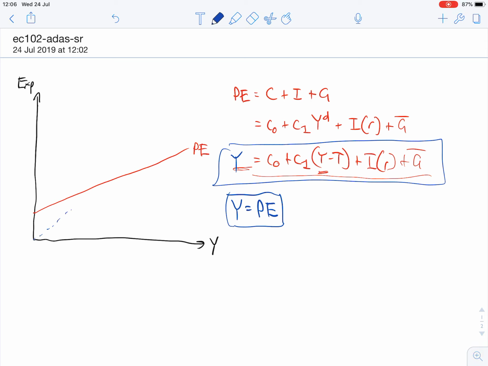We can draw a 45-degree line. A 45-degree line is just a line on a 2D graph that tells me all the points where my y-axis value and my x-axis value equal each other. So at all the points on the blue dashed line, we have that Y equals planned expenditure. The intersection point here is the point in this space that solves this equation, where planned expenditure equals available income. And that's going to suggest to us the equilibrium level of income. So we'll call that Y1, because that's where the economy is starting as an equilibrium point of departure.